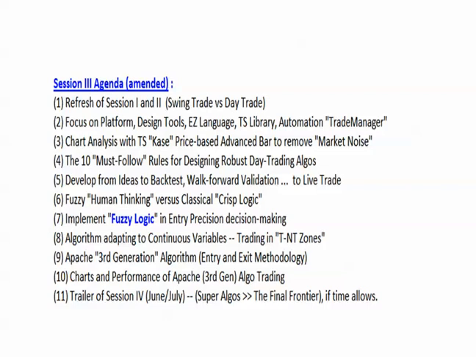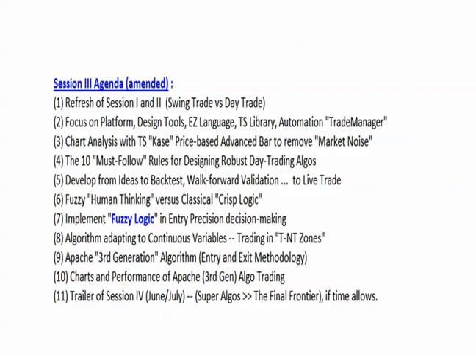One of the things that's new in session 3 is he goes into fuzzy logic, comparing the human thinking of fuzzy logic versus the classical crisp logic, and he goes into some detail in that and how he uses that for entry precision into his trades.